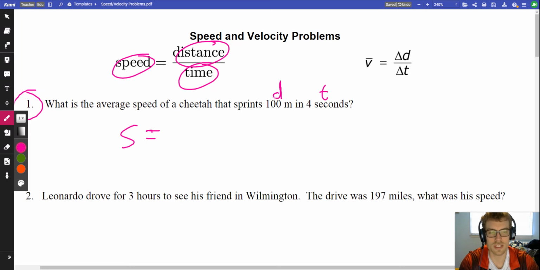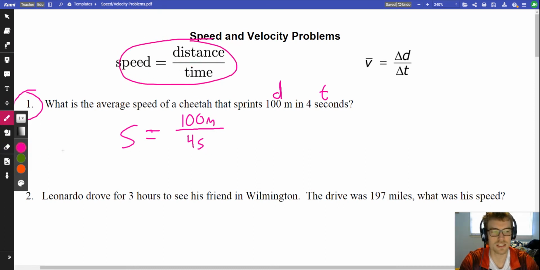But we know the distance, we're given that, so we're going to substitute in 100, and then don't forget the units, meters. And then that is divided by our time, which is 4 seconds, okay? So this is how we're going to set up our equation. Again, we're taking this general equation up here, which is that speed is equal to distance divided by time, and we're just substituting in from the problem the things that we know.